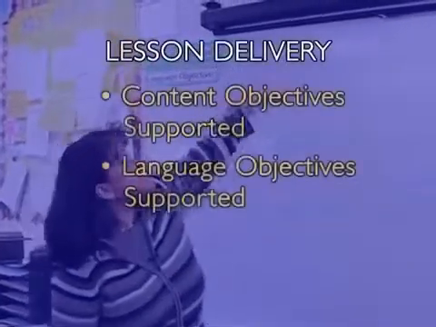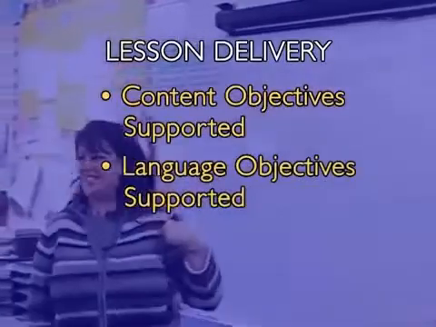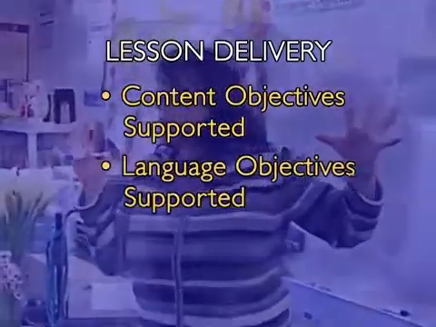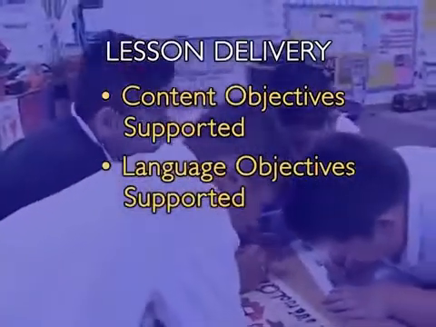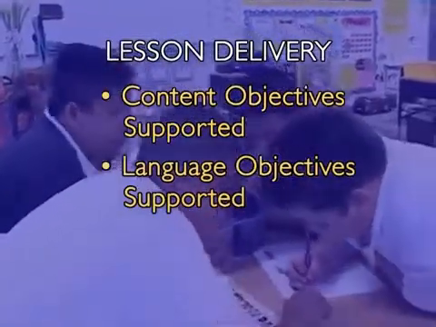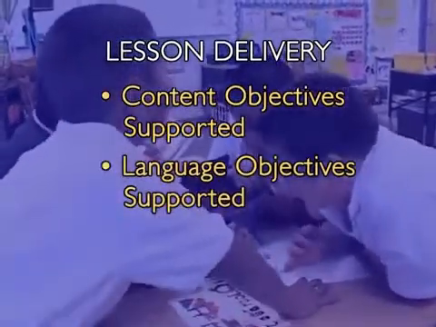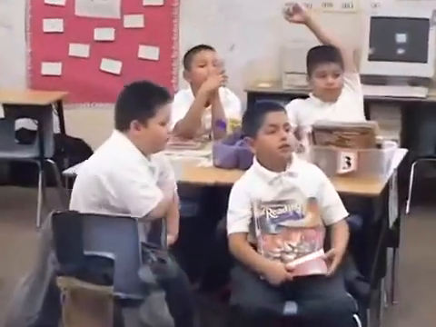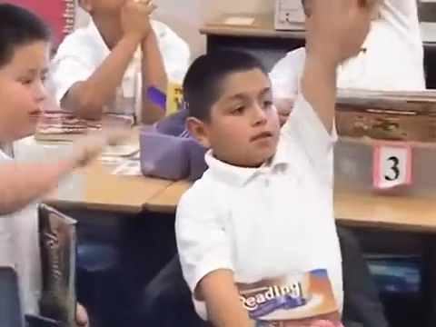The component of lesson delivery has 4 features. The first 2 features are that the content objectives and language objectives are supported by the lesson. This means that at the beginning of the lesson, objectives are introduced. Then, all of the activities, discussion, reading, and writing focus on having students acquire the knowledge and skills that are stated in those objectives. So, at the end of the lesson, students should be able to articulate or identify that they learned what was stated in those objectives.